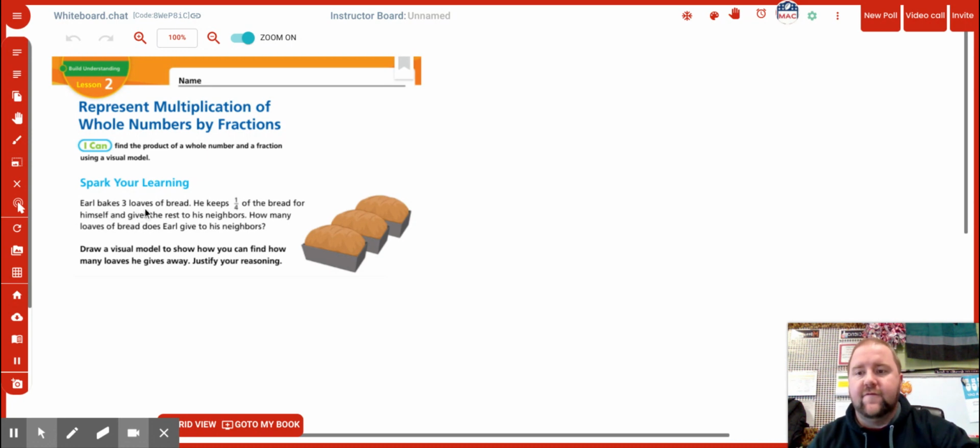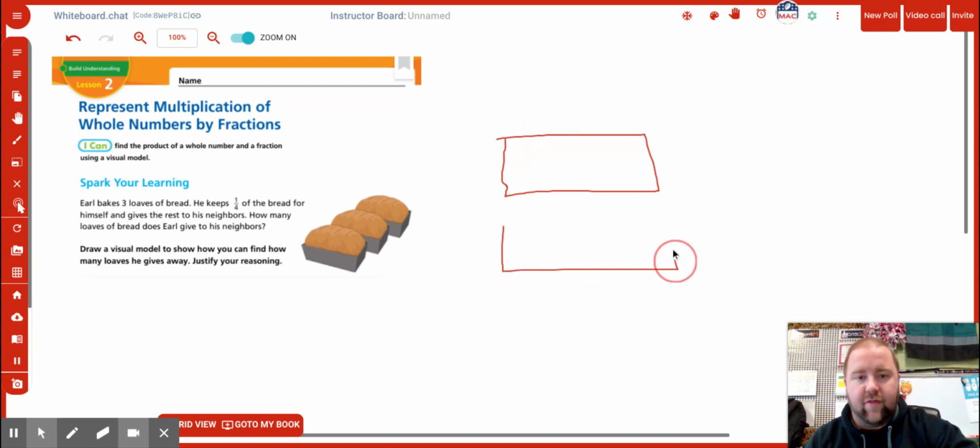Earl bakes 3 loaves of bread. He keeps 1/4 of the bread for himself and gives the rest to his neighbors. How many loaves of bread does Earl give to his neighbors? So I'm going to draw, in my own way, 3 loaves of bread. They're delicious looking. They're just rectangles, okay?